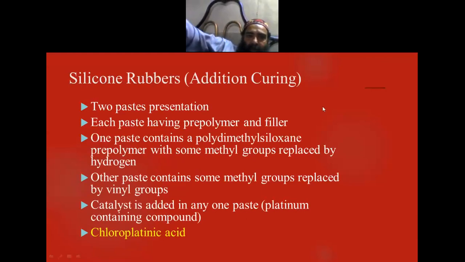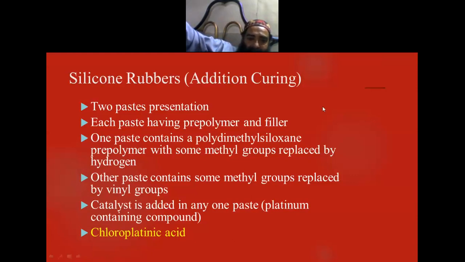Now comes silicone rubbers, that is the addition curing type. Presentation is again two pastes, each paste having polymer and fillers. One paste contains polydimethylsiloxane, the polymer, same, with some methyl groups replaced by hydrogen. The other paste contains some methyl groups replaced by vinyl group.